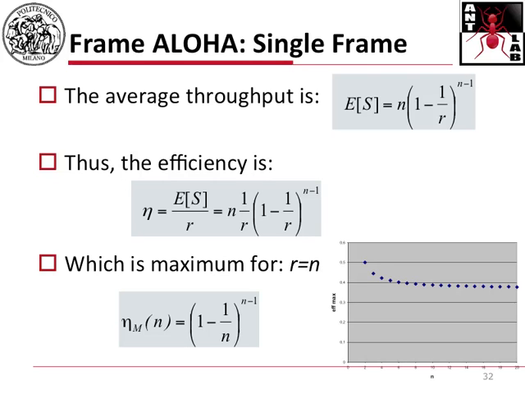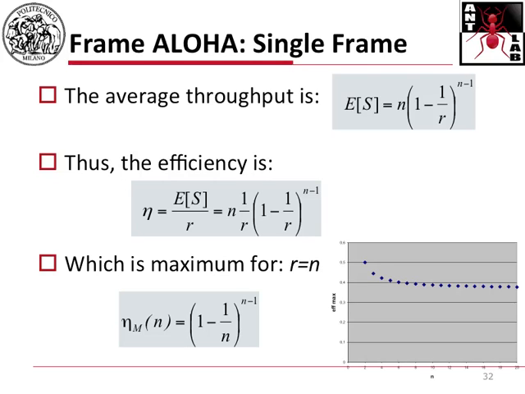Okay? I want to know what's the probability that this tag is the only one transmitting there. I have to multiply this probability by the probability that all the other tags choose another slot. Which is basically 1 minus 1 over R, to the power of n minus 1. So this is the probability that tag i successfully transmits in slot 1.